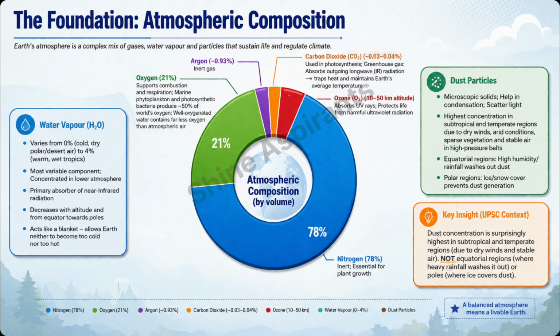Dust particles. Microscopic solids that help in condensation and scatter light. Highest concentration in subtropical and temperate regions due to dry winds, arid conditions, sparse vegetation, and stable air in high-pressure belts. Equatorial regions, high humidity and rainfall washes out dust. Polar regions, ice and snow cover prevents dust generation.